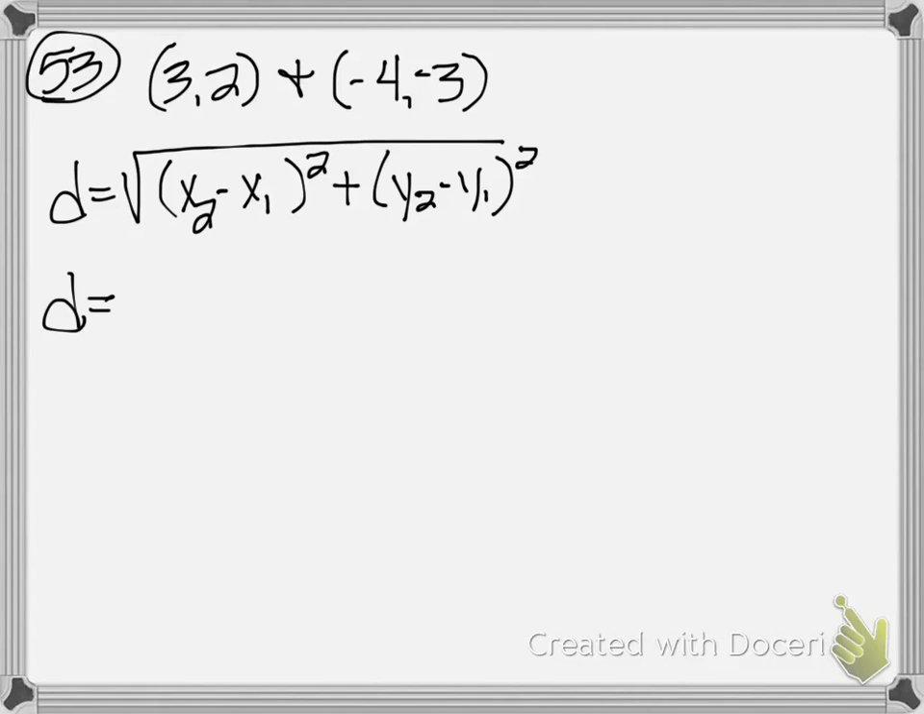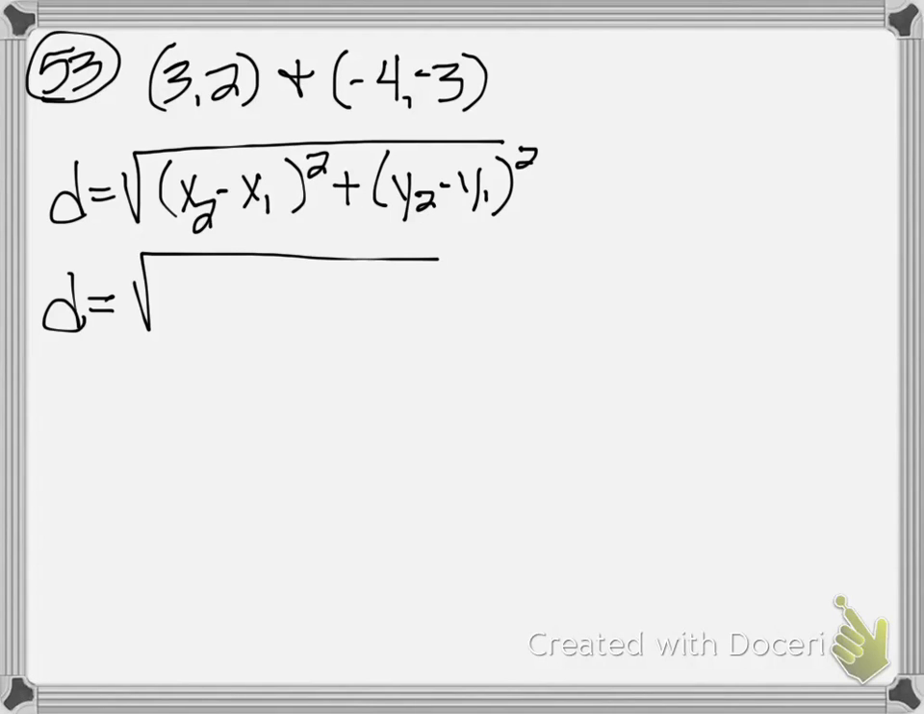So if you were to graph these 2 ordered pairs on a coordinate plane and you wanted to know the distance, this is going to be the way that you're going to calculate it. This is actually a form of the Pythagorean theorem. That's where it's derived from. Don't forget this big square root.